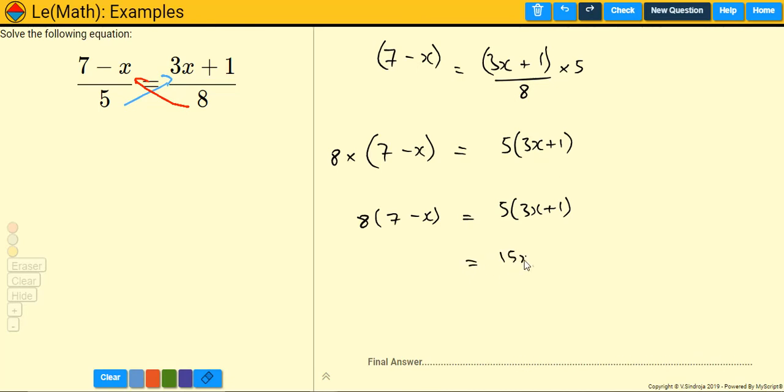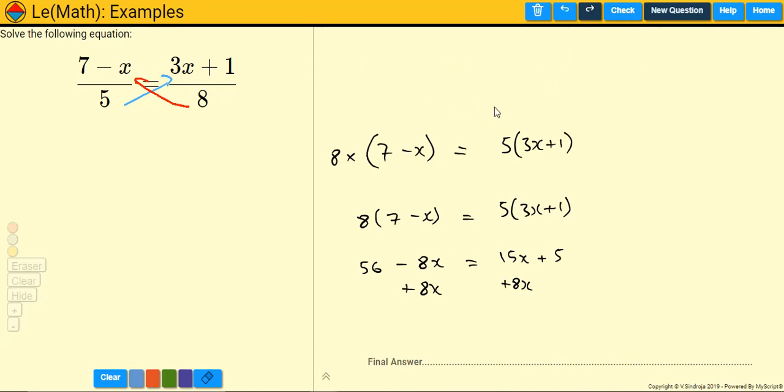So 15x plus 5, and that's going to be 56 take away 8x. Now we need to do a bit of a balancing act. We've got minus 8x and 15x, so that's smaller. So we're going to add 8x to both sides. Let me clear some of this working out. To carry on, we're left with 56 equals 23x plus 5. So we need to take away 5 from both sides.